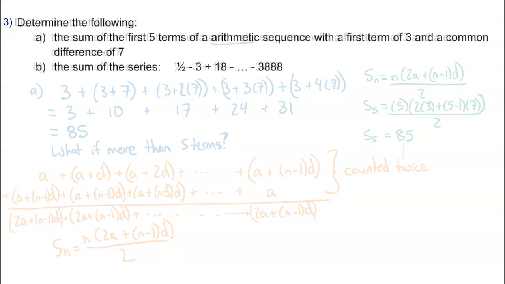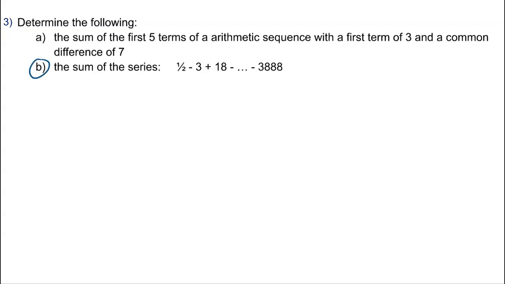So now let's move on to look at the second part of this question that said the sum of the series from 1/2 minus 3 plus 18 minus something all the way to minus 3,888. The thing to notice here is that we're multiplying each term by -6. And so if we're multiplying each term by -6, that actually means it's a geometric series.